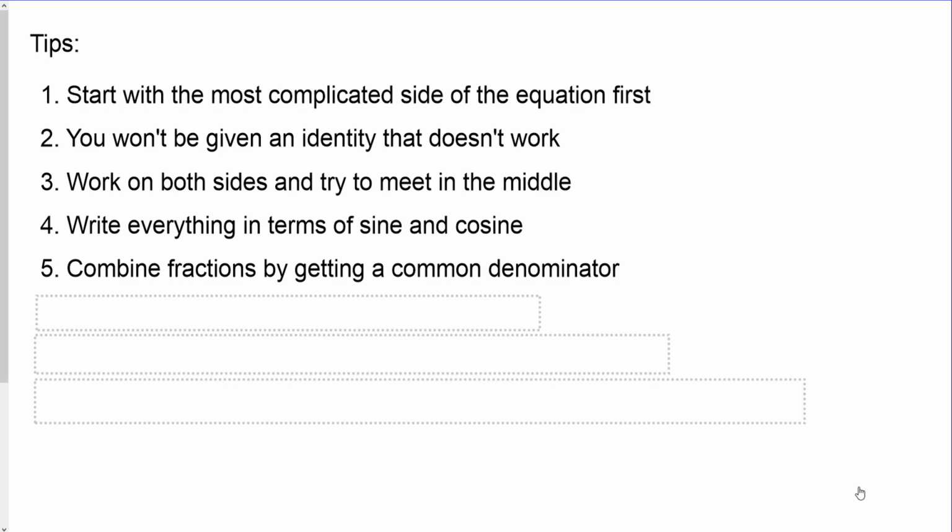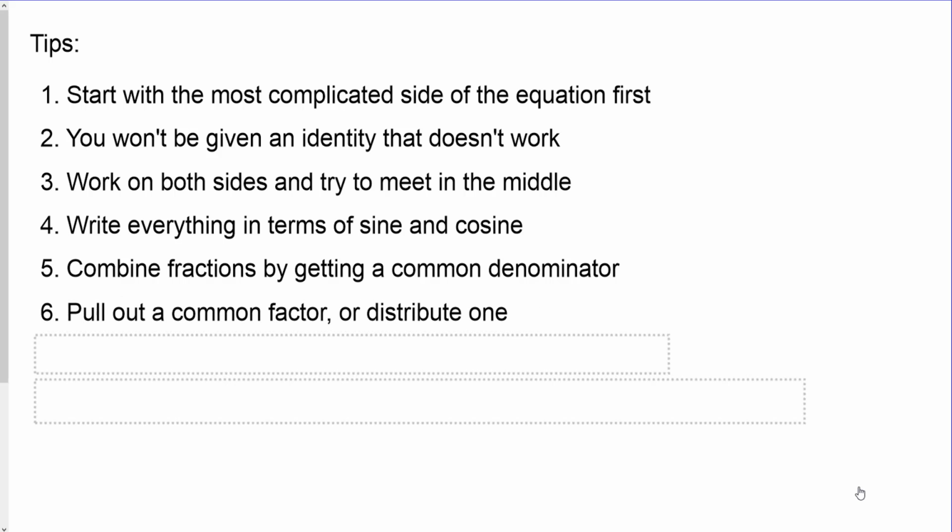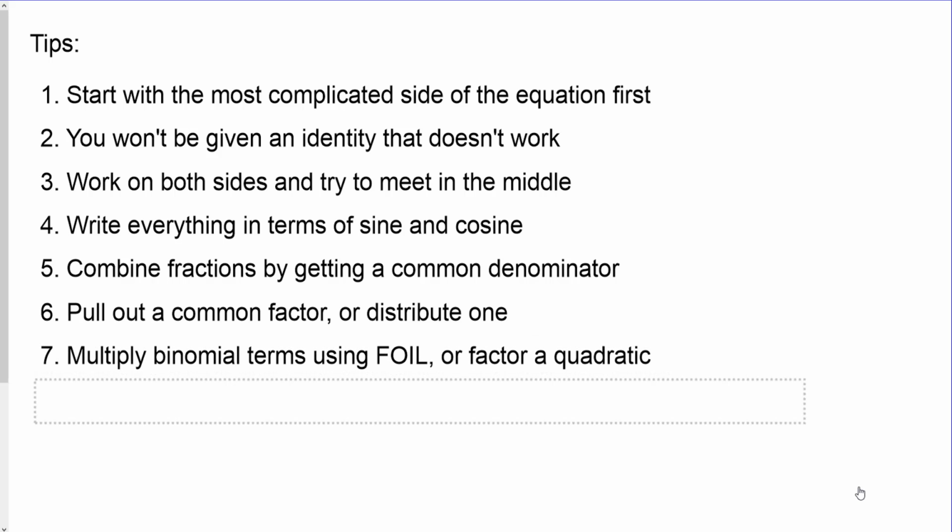If you have any fractions, combine those fractions by getting a common denominator. If you have a common factor, pull one out. Or if you're given a common factor, distribute it. That's usually a great thing to work with. Multiply binomial terms using FOIL, or if you have a quadratic that might factor, go ahead and factor it.